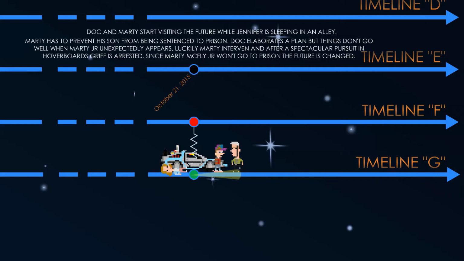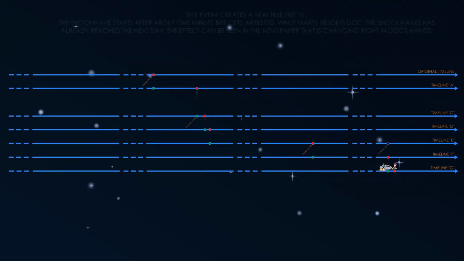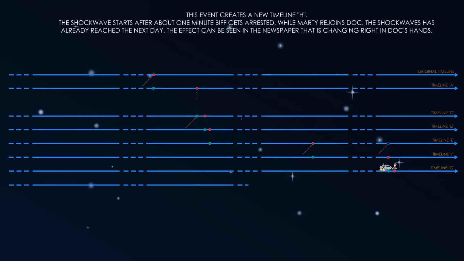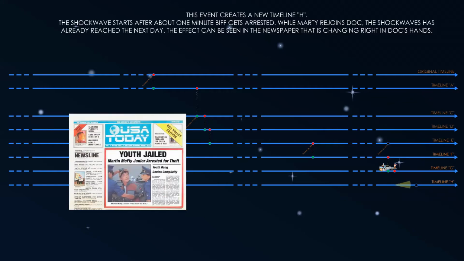Since Marty McFly Jr. won't go to prison, the future is changed. This event creates a new timeline, H. The shockwave starts after about 1 minute. Biff gets arrested. While Marty rejoins Doc, the shockwave has already reached the next day. The effect can be seen in the newspaper that is changing right in Doc's hands.